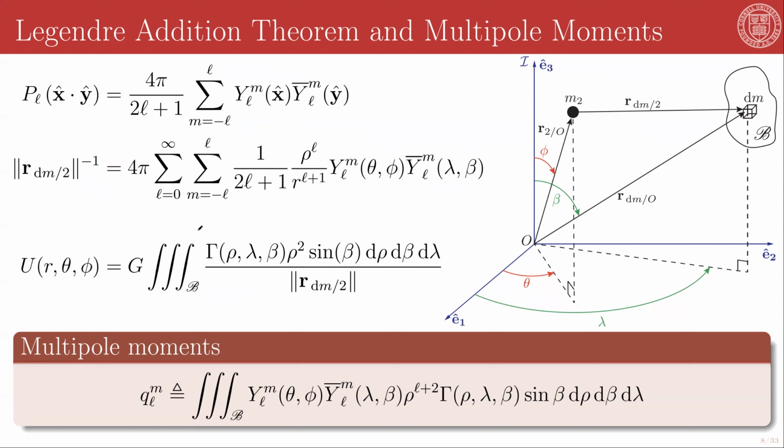And from this, we can define something known as the multipole moments. Q_lm is equal to the triple integral over the body's volume distribution, under the assumption that we have a density function of the body gamma, of pairs of spherical harmonics and their complex conjugates, and these additional terms that give us the form of this original integral expression. This is incredibly abstract, so let's look at some specific cases to make sure that we understand what this is telling us.